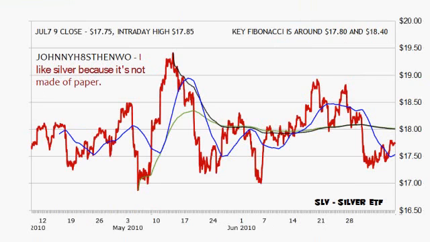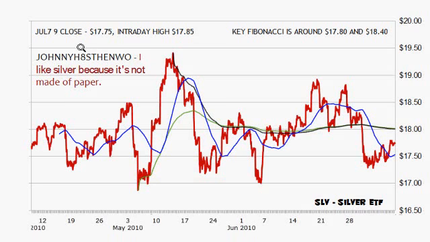This is silver on the hourly chart using the code SLV. SLV is an ETF. It tracks or mirrors the price of silver, and it's roughly about 3% lower than what the spot price happens to be. Therefore, it is a piece of paper.